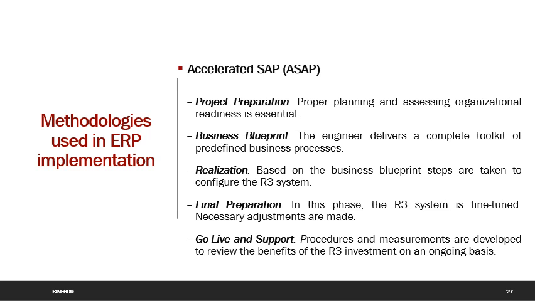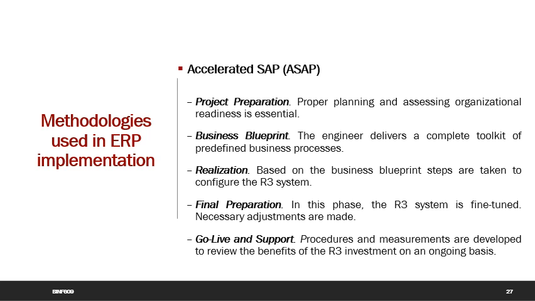To define it, there is a full agreement that all company decision makers are behind the project, clear project objectives, efficient decision-making process, and company culture that is willing to accept change. In business blueprint phase, the engineer delivers a complete toolkit of predefined business processes. During the business blueprint phase, wide scope is pointed to fit the industry-specific processes.